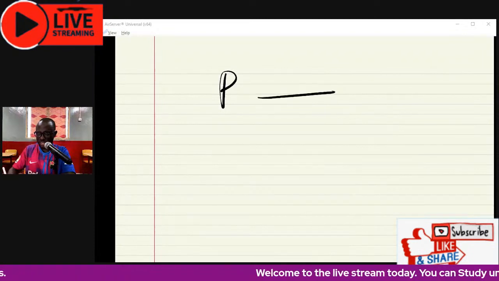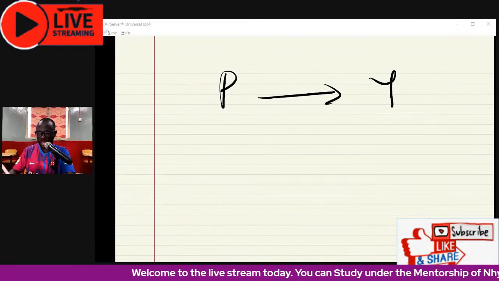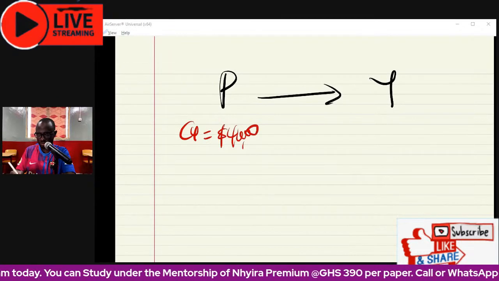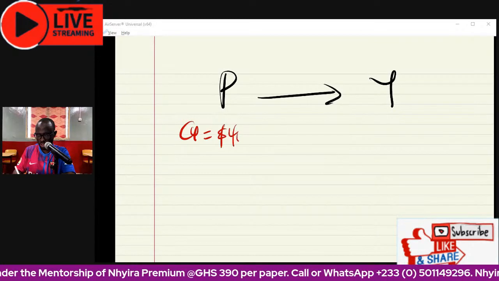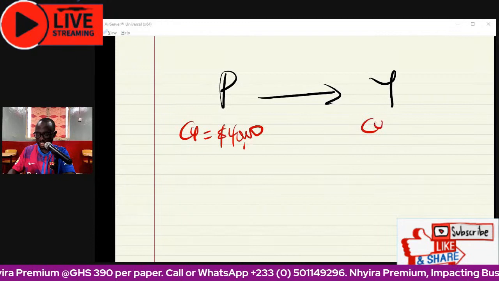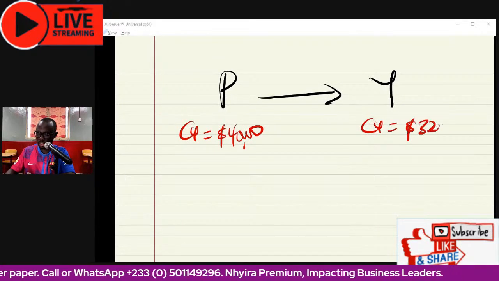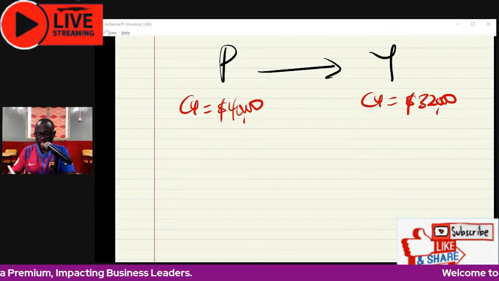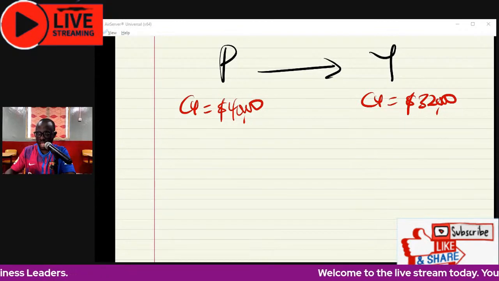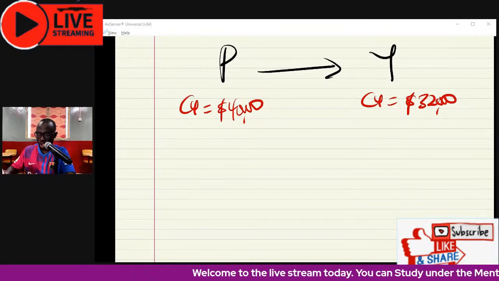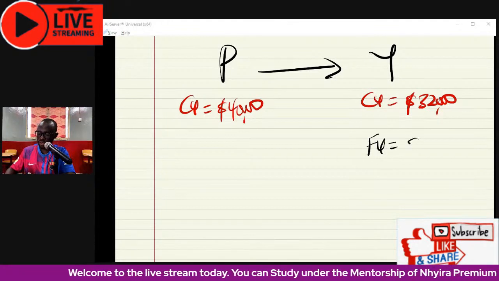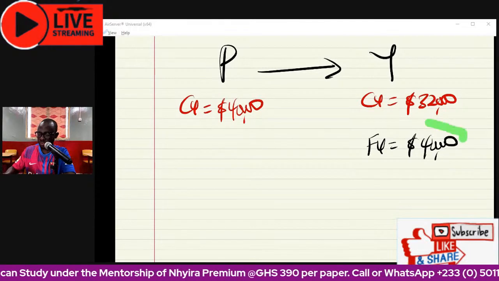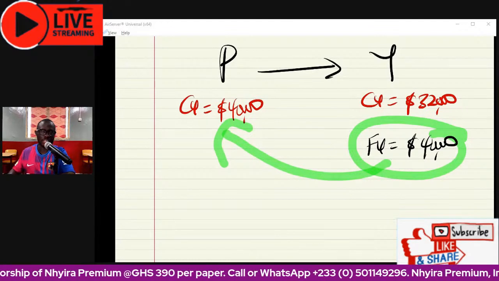So let's say that P is on one side, Y is on the other side. P has an asset, the carrying amount of that asset in their books is $40,000. And then Y has an asset, the carrying amount is say $32,000. Whilst they were exchanging, they concluded that the asset of Y had a fair value at the time of the exchange of, let's say, $40,000. So at the end of the day, they exchanged their $40,000 asset for the $40,000 asset from P.